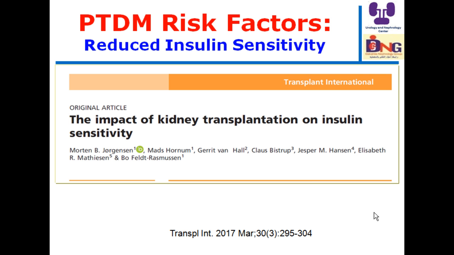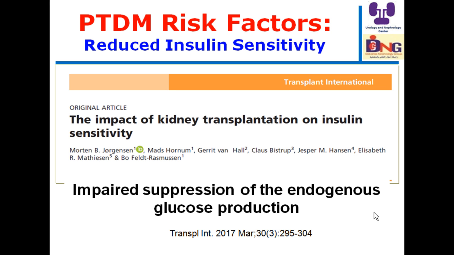So kidney transplantation per se reduces insulin sensitivity. And this is the main issue: impaired suppression of endogenous glucose production.